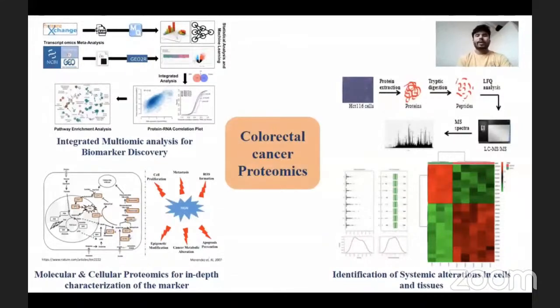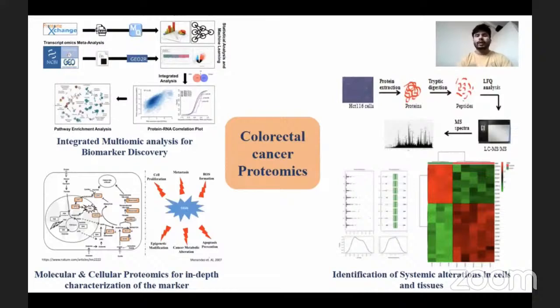Hi all, I'm Abhilash. I'm a PhD student in the Proteomics Lab, IIT Bombay. I'm working under Professor Sanjeeva Srivastava, and my work focuses on colorectal cancer proteomics for identification of biomarkers that can detect the cancer at a very early onset. We focus on different multi-omic data for the discovery of biomarkers. After the discovery, we also try to take the biomarker for validation using molecular and cellular proteomics approaches.